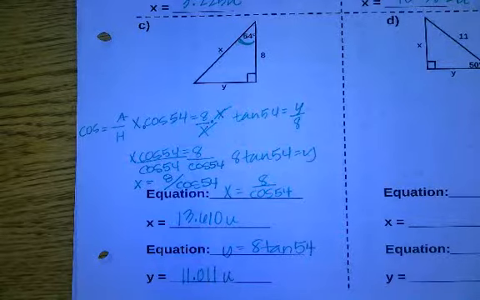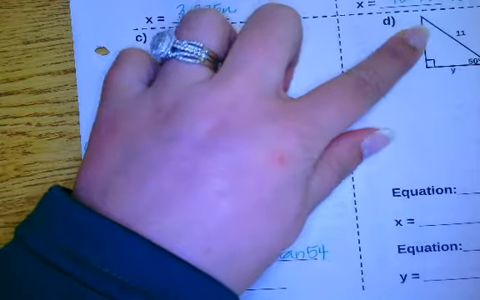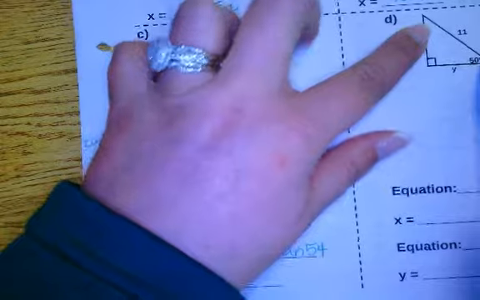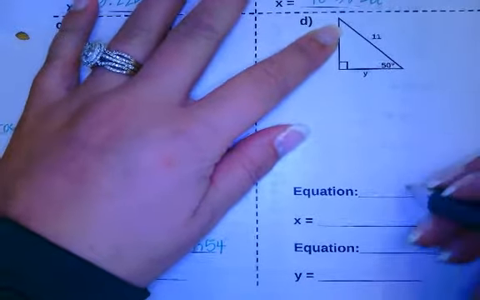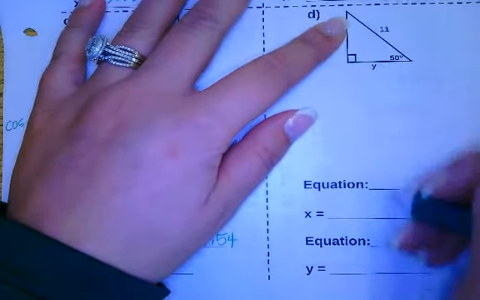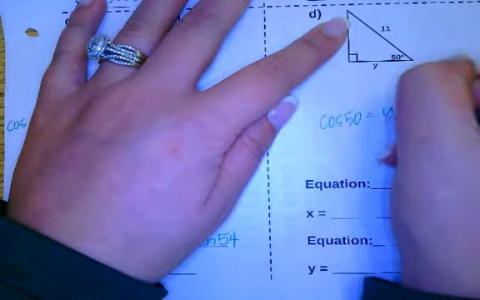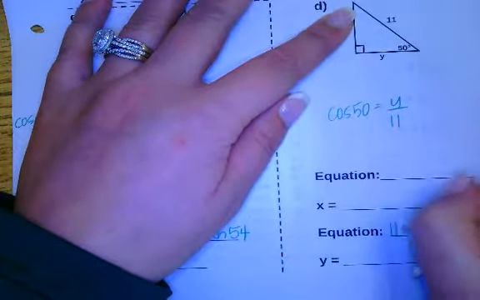Okay, if I cover up X. Guys, if I cover up X, what is Y in relation to 50? Adjacent. 11. Hypotenuse. So what is the equation to solve for X? Cosine of 50 equals Y over 11. Okay, so 11 cosine 50 equals Y.